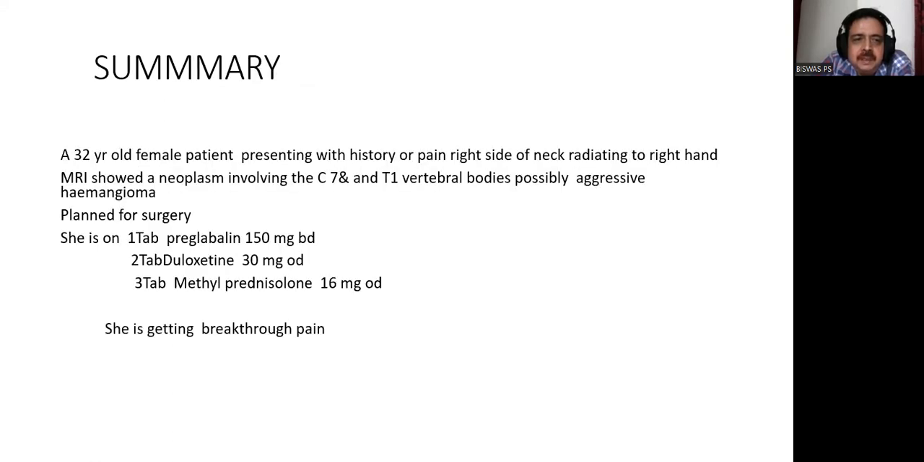So, summary: this is a 32-year-old female presenting with a history of pain on the right side of the neck radiating to the right hand, and the MRI showed a neoplasm involving the C7 and T1 vertebral bodies, possibly an aggressive hemangioma. She is planned for surgery. She is on tablet pregabalin 150 mg BD, tab duloxetine 30 mg OD, and tab methylprednisolone 60 mg OD. And she is getting breakthrough pain.